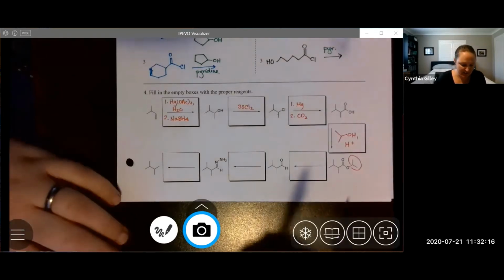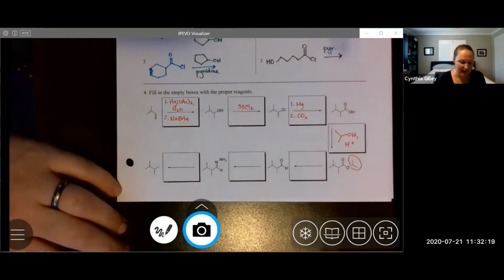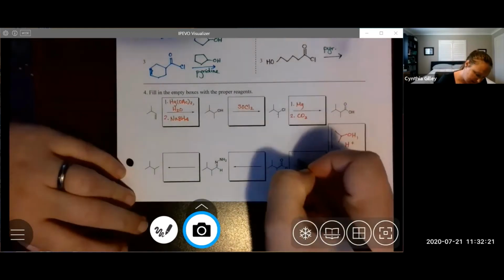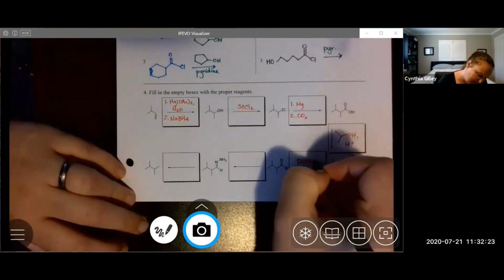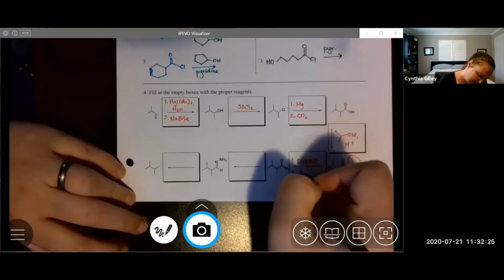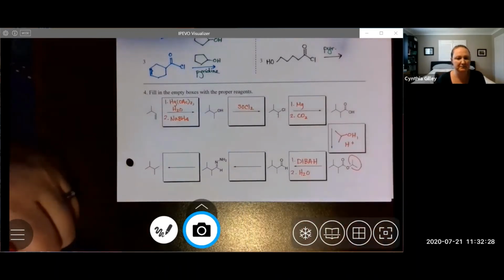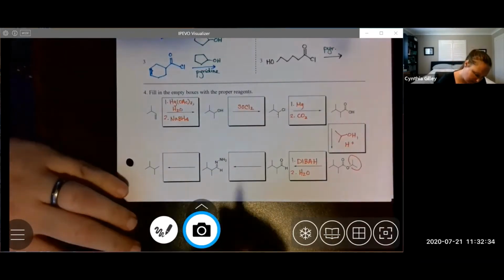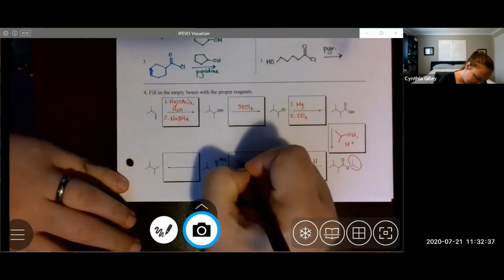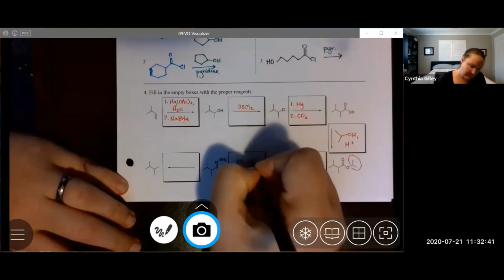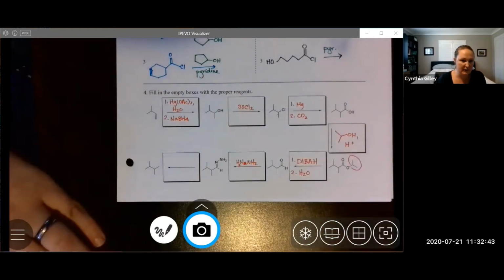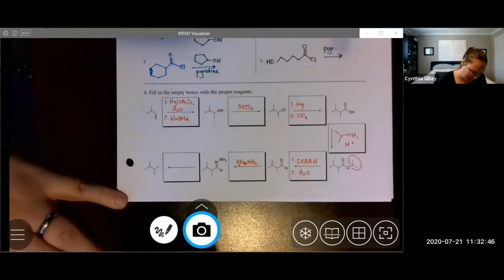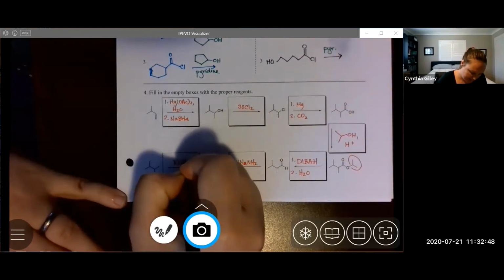Reduction of an ester to an aldehyde uses DIBAL, diisobutyl aluminum hydride. And then this is a sequence where we form the hydrazone through use of hydrazine, followed by the Wolff-Kishner reduction, which uses aqueous KOH and heat.